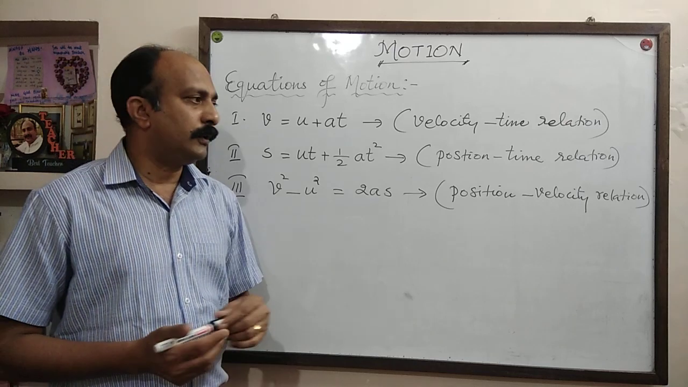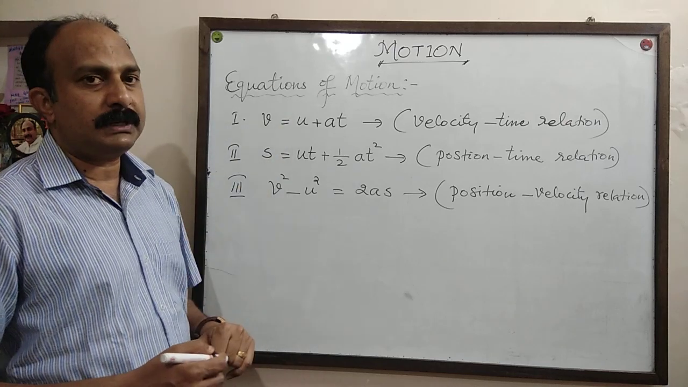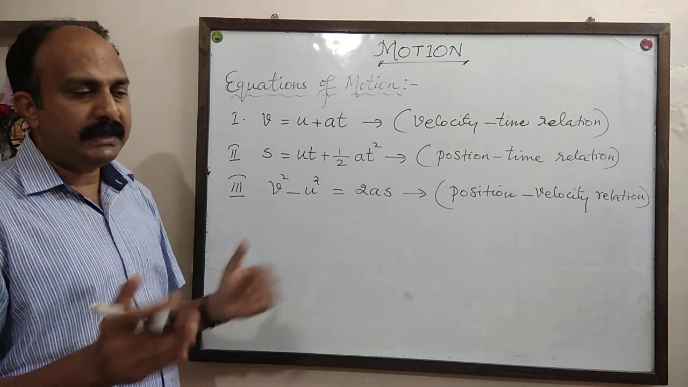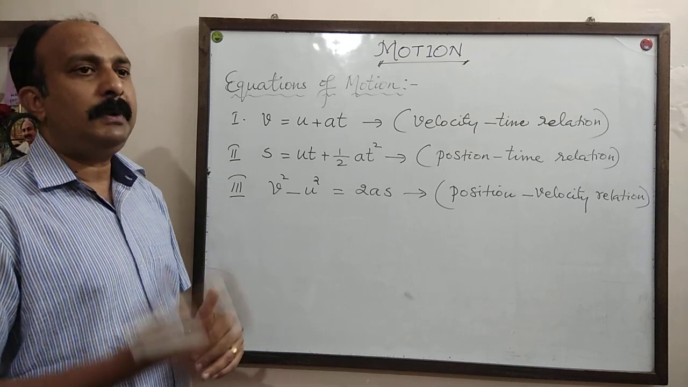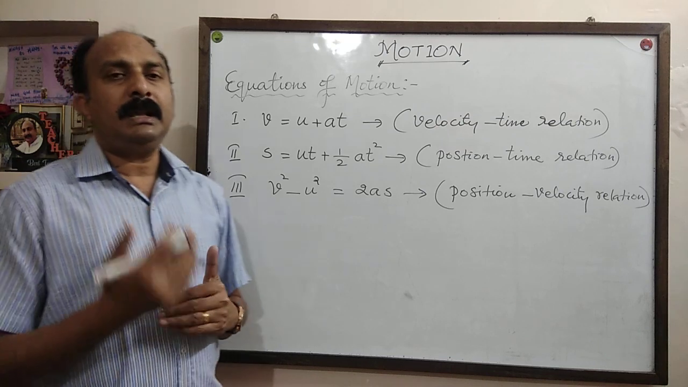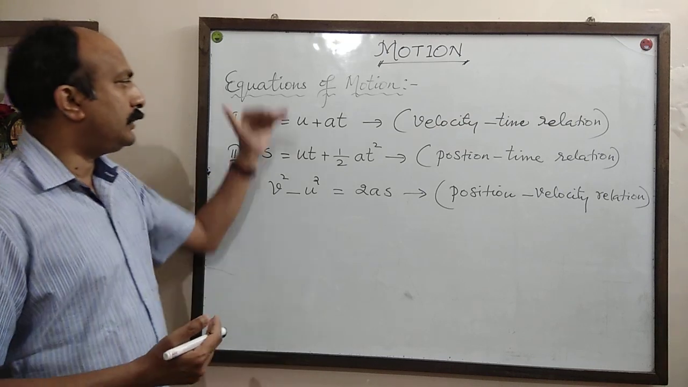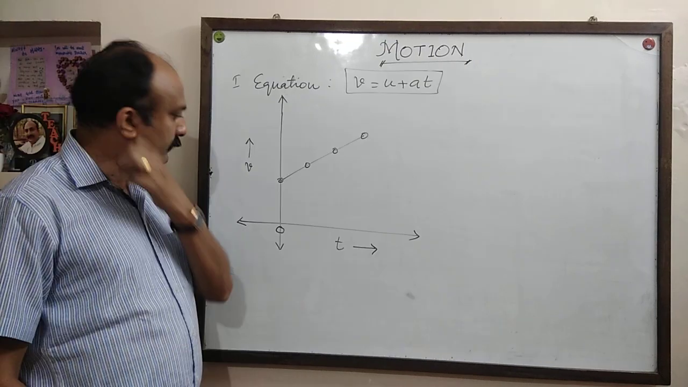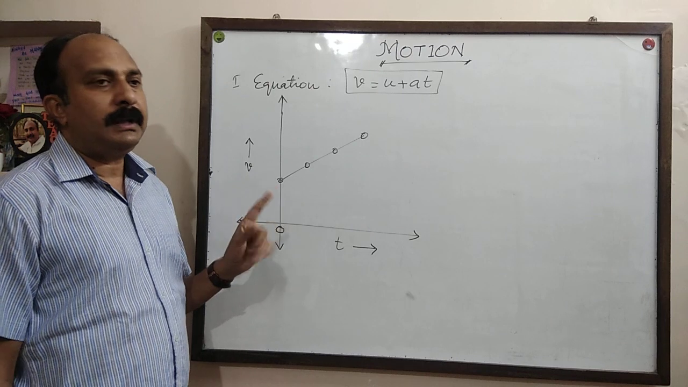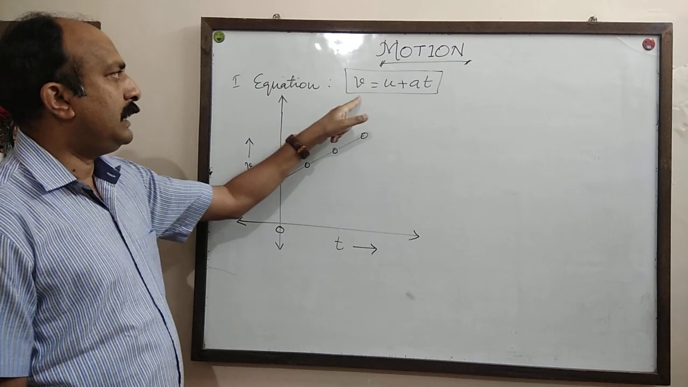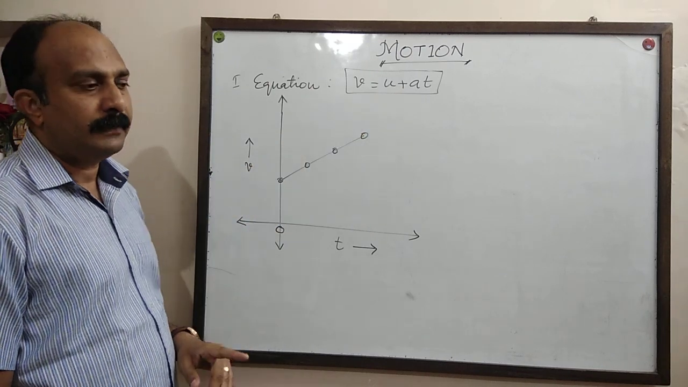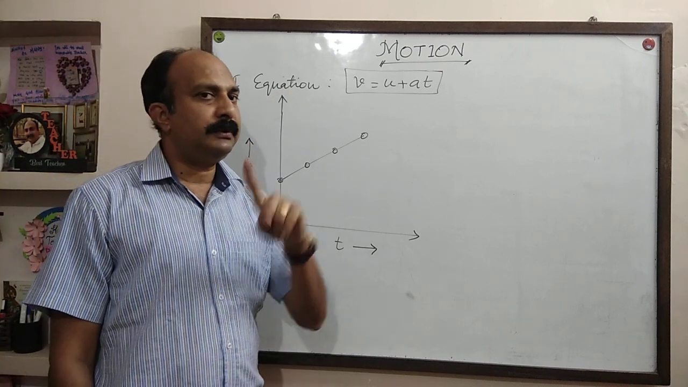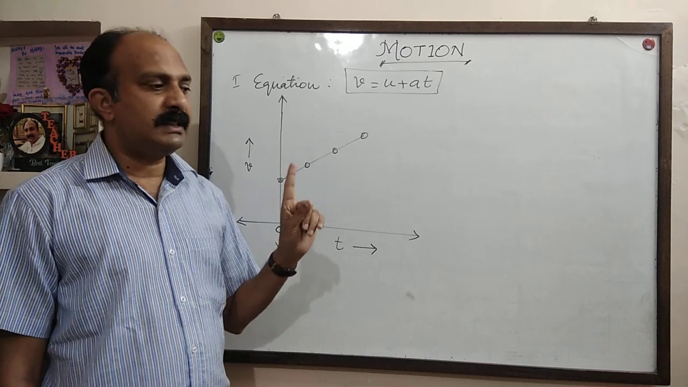There are 2 methods for deriving equations of motion: the geometrical method and the algebraic method. In your syllabus, it is the geometrical method, or with the help of a graph, that we are going to derive all the 3 equations. Now we are going to derive the first equation of motion, that is V is equal to U plus AT. For proving the first equation of motion, we are using the first point that was discussed just now.